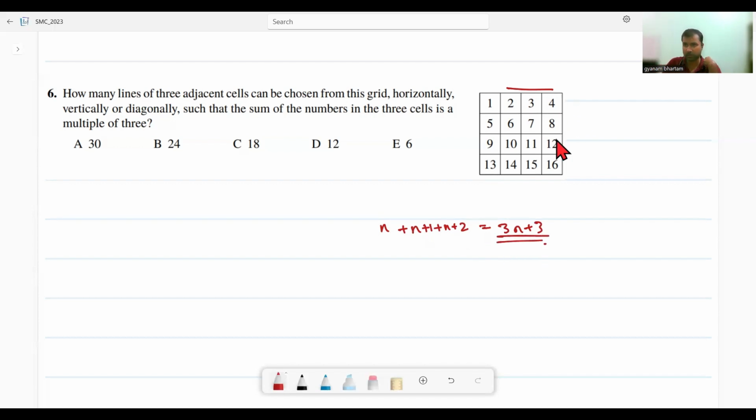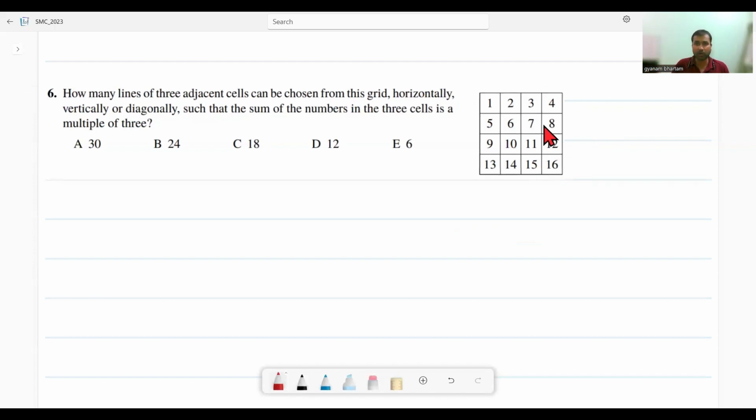And if you go vertically also, vertically it's going to be n. For example, this is going to be n plus 4 and this is going to be n plus 8, and if you add this you have 3n plus 12. So vertically also it's always divisible by 3. And if you go with the diagonal, you can observe all are divisible, right? So let's count. Because we took any 3 consecutive, it's always divisible.